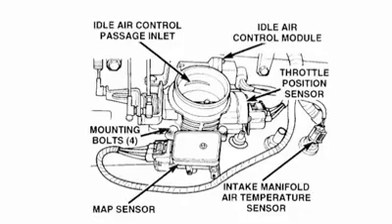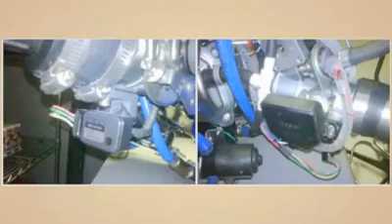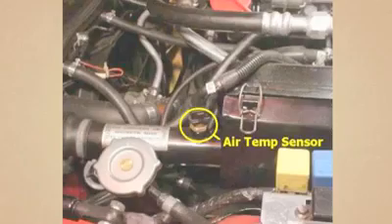Air temperature sensor. The air temperature sensor monitors the temperature of air entering the engine. The ECM needs this information to estimate the air density and can prepare a balanced air mixture. It is usually located in the air filter box or the pipe that is attached to the air filter box.